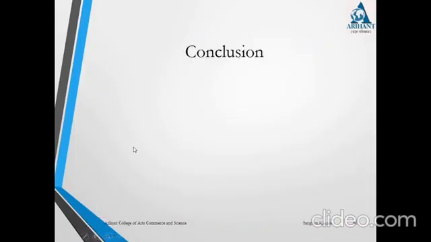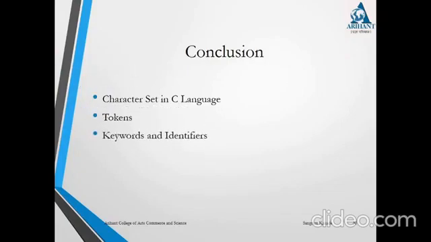So let's move towards the conclusion. In this video lecture, we have seen the characteristics which can be used in the language. Then we have seen different types of tokens. In tokens, we have seen keywords and identifiers. There are 32 reserved keywords having a specific purpose in this language, and there are identifiers which are used to name variables, functions, structures, unions, and so on.